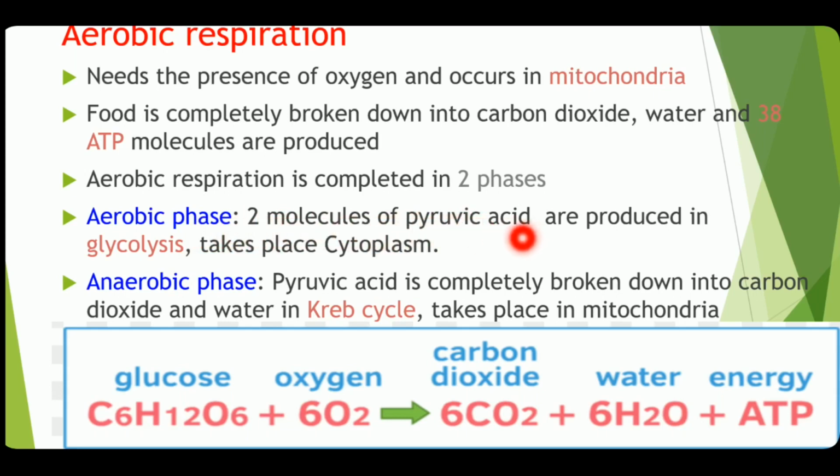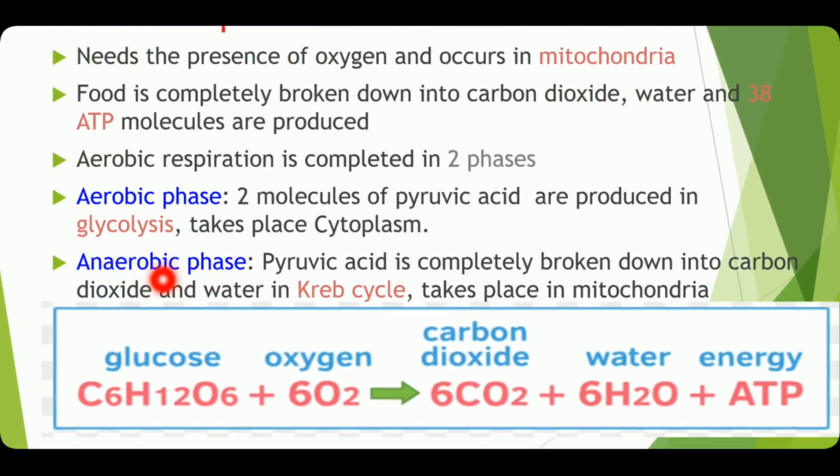These pyruvic acids are also called pyruvates. So two pyruvates are produced. Then in aerobic respiration, pyruvic acid is completely broken down into carbon dioxide and water, because here there is a presence of oxygen. So it is the second phase of respiration, which needs oxygen. In the presence of oxygen, this pyruvic acid, which is formed in phase 1, is broken down into carbon dioxide and water.